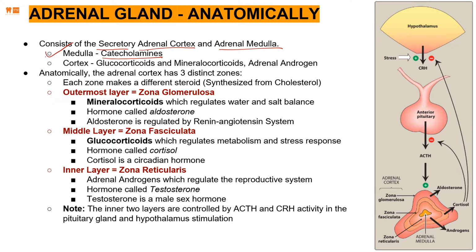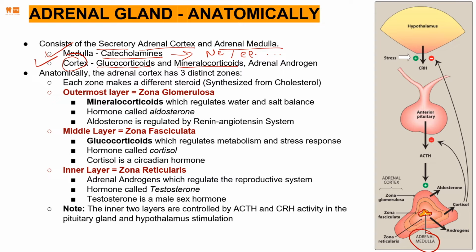The medulla produces catecholamines. Now, what are catecholamines? Well, please do check out our general pharmacology lectures up front. But in essence, catecholamines are things like norepinephrine, epinephrine, and so forth. But that's in the medulla, right in the center, right here. Our focus for today is the cortex.